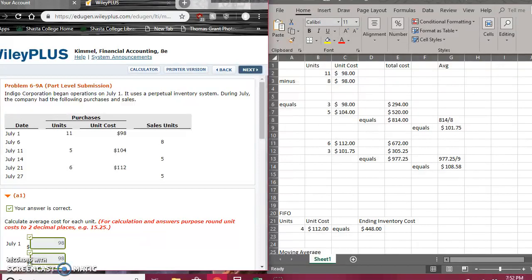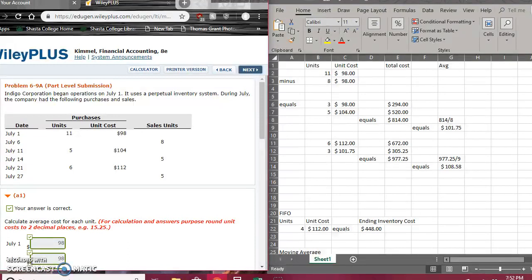So the question is, Indigo Corporation began operations on July 1st. It uses a perpetual inventory system. During July, the company had the following purchases and sales. Calculate average cost for each unit.